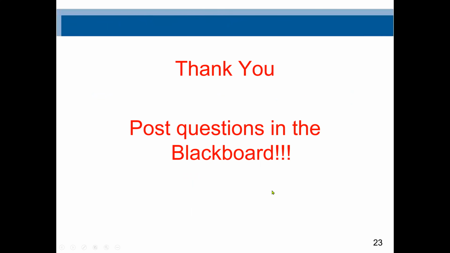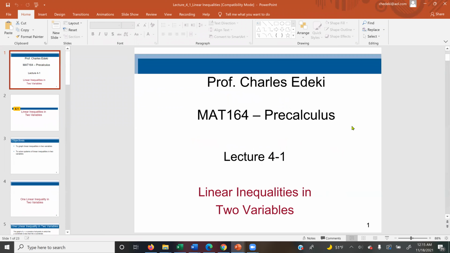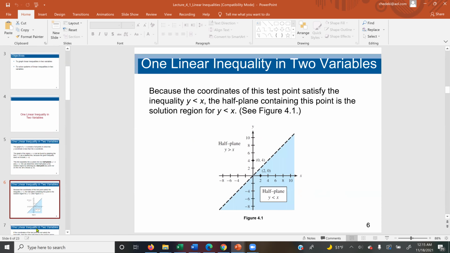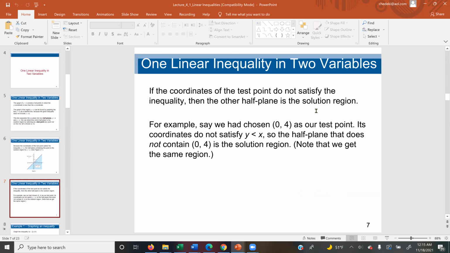So that will be the conclusion of our lectures. In these lectures, our goal is to understand the concept of linear inequalities in two variables. The most important thing, the first thing we always have to do, is to check the condition. Then we solve it from there.